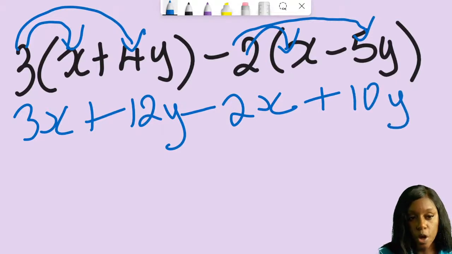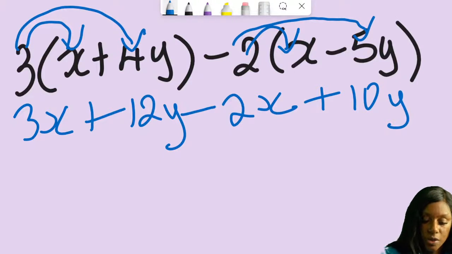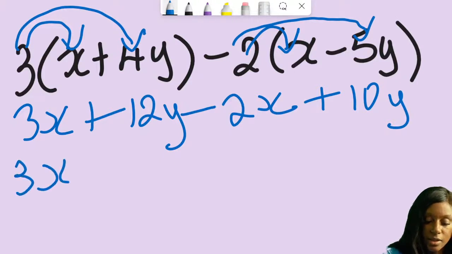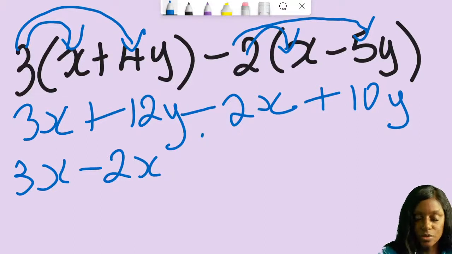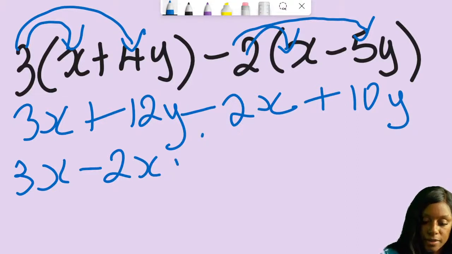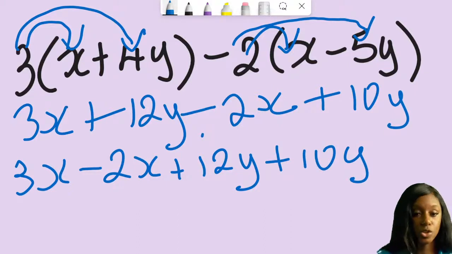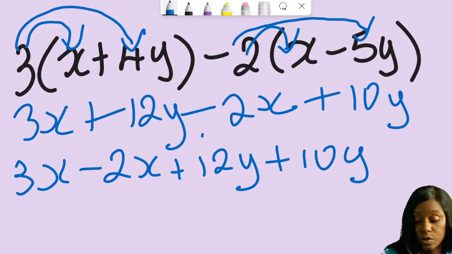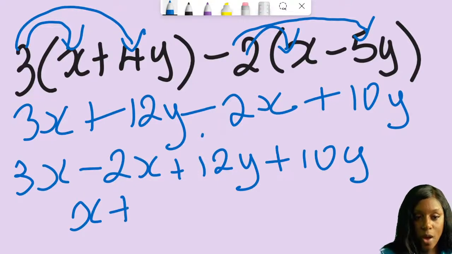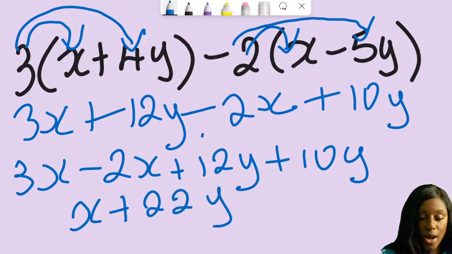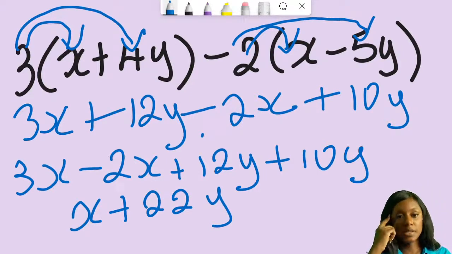Now we want to bring our like terms together. So we say 3x, take away 2x. Again, I'm carrying the sign that's next to the number. Plus 12y plus the 10y. 3x minus 2x, that gives us 1x, or we could simply write x. Plus 12y plus 10y, this gives us 22y. So the answer was x plus 22y.